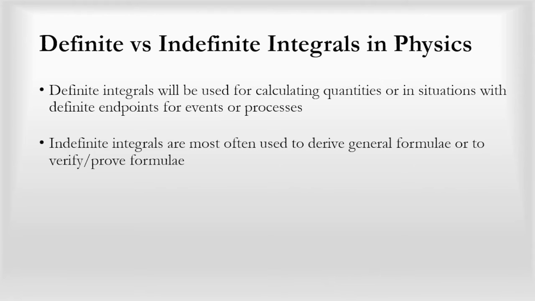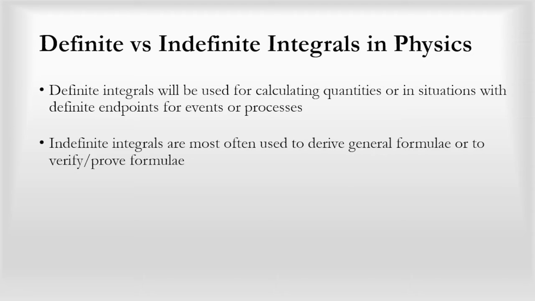What I want to do is a little bit of interlude in here about the difference between definite and indefinite integrals, because we've done both of them so far. As a physicist, when I'm thinking about what I use integrals for, definite integrals are usually used to calculate quantities. You just saw that. I used a definite integral to calculate the 3.25. Or I may do some proofs where we have definite endpoints for our events or processes.